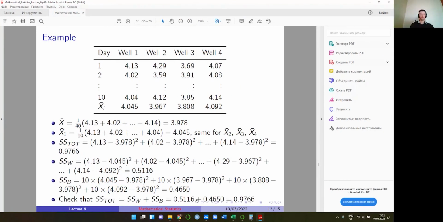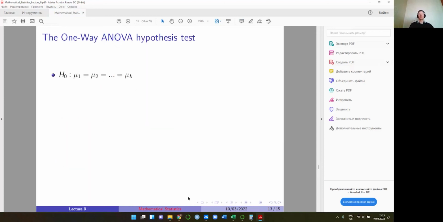Well, we can check that this identity holds, and the sum of squares within plus the sum of squares between, sorry, equals the sum of squares total. That's simply the illustration that everything works and there are no tricks here. Well, now we go to the hypothesis test.